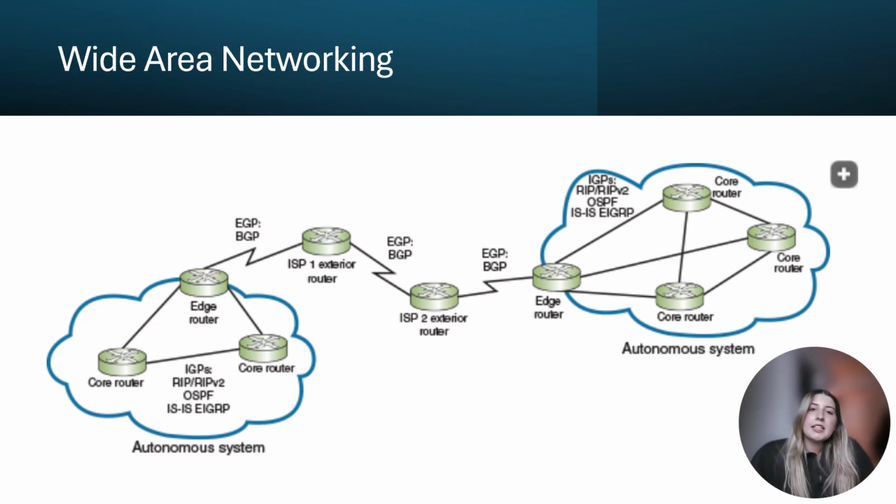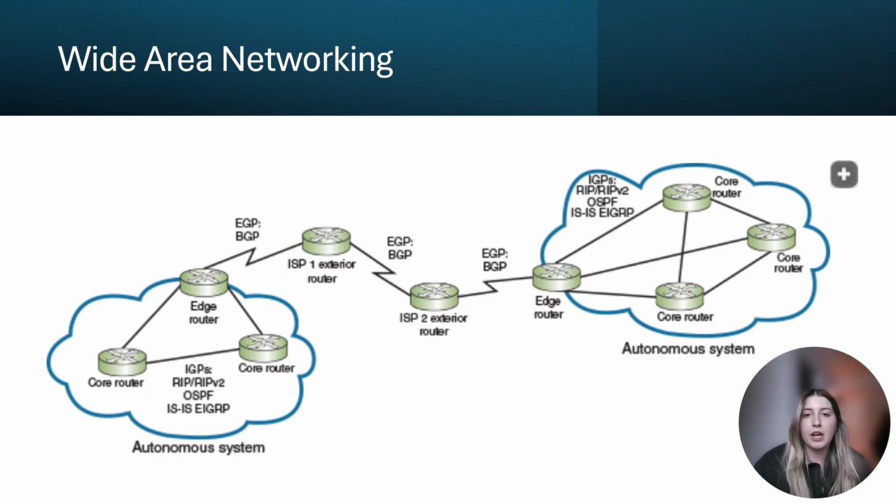And then next in chapter 9, we leave the local building and we enter the WAN, or the wide area network. So this is how we connect different organizations across the internet. This map perfectly visualizes the difference between interior and exterior routing. The clouds you see represent autonomous systems, or AS. These could be an ISP like Verizon, or even a large university campus.